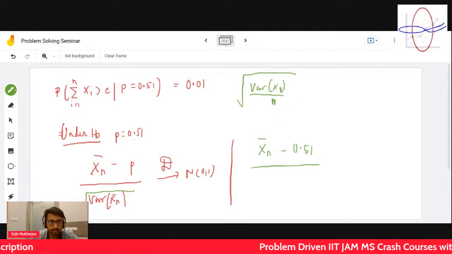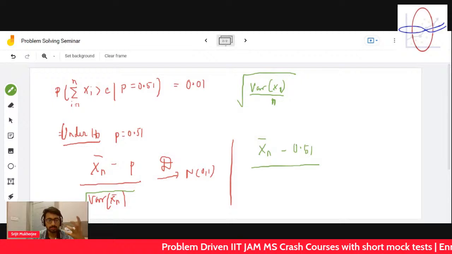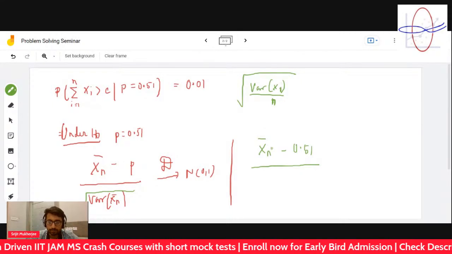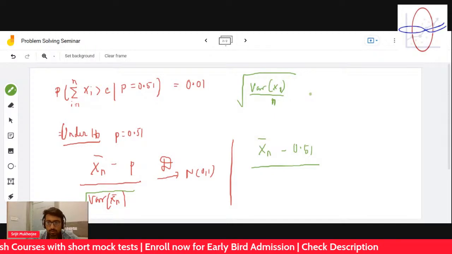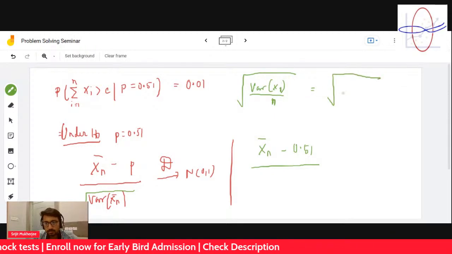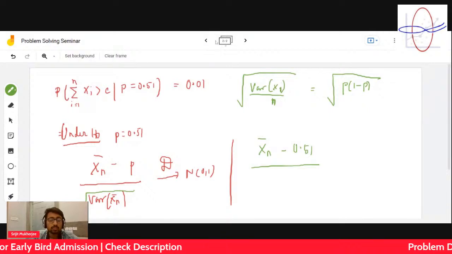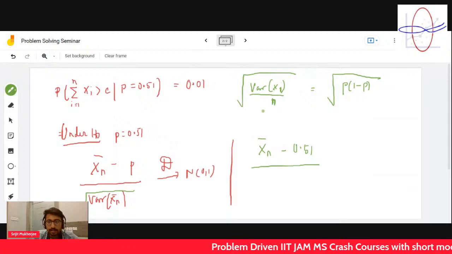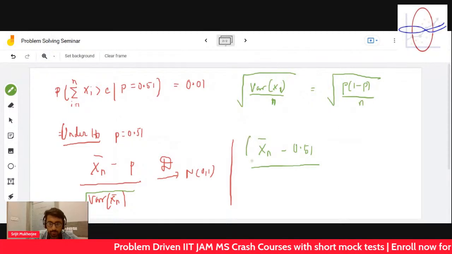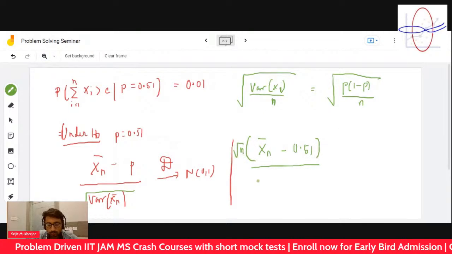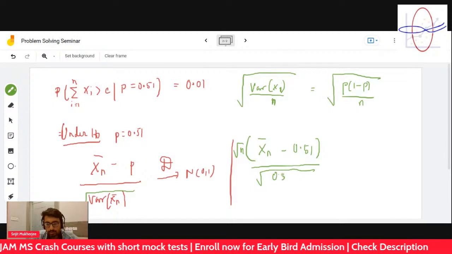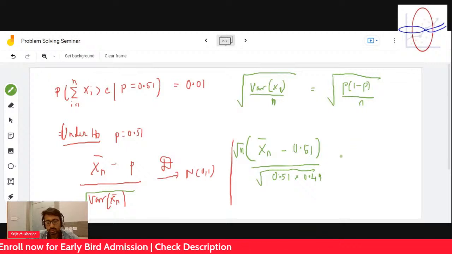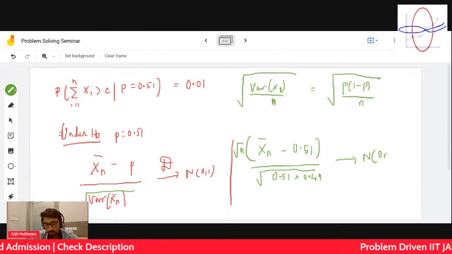I hope you understand this stuff now, because this step jump should be understandable by you at this point of time. So this will be root over variance of x1, which is nothing but p into 1 minus p, since all of them are Bernoulli, okay, remember all of them are Bernoulli, p, and by root n. So we multiply it by root n by root over p into 1 minus p, 0.51 into 0.49. Very good.